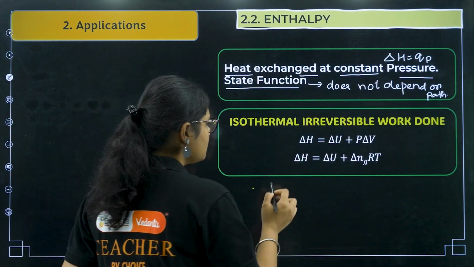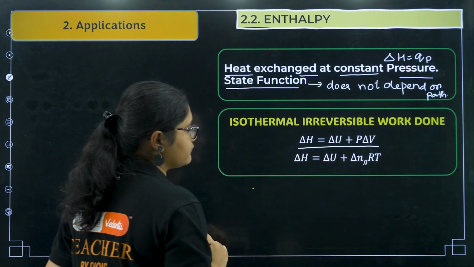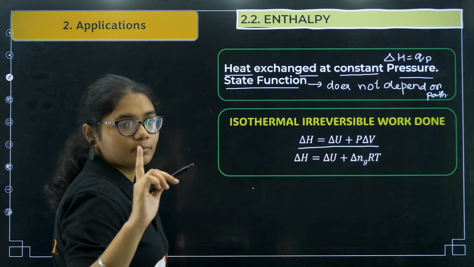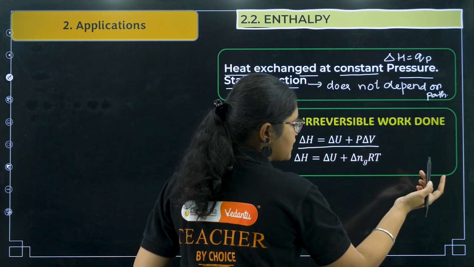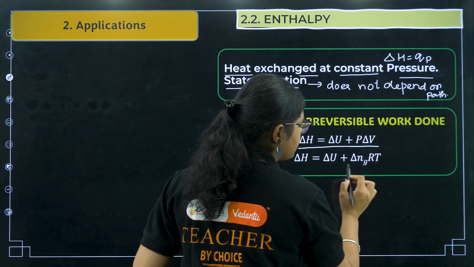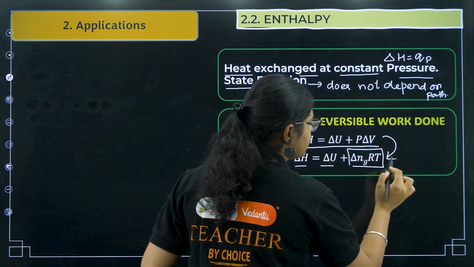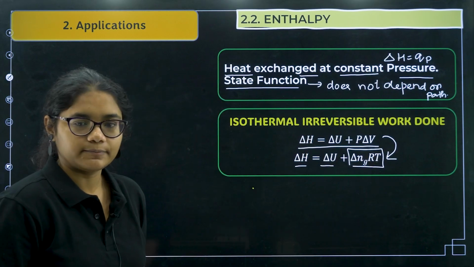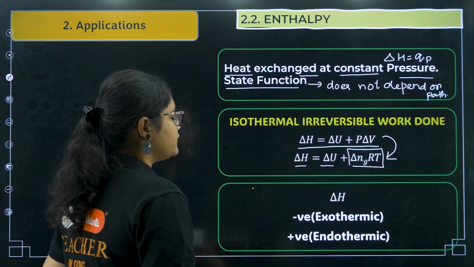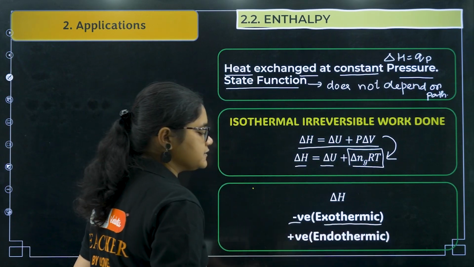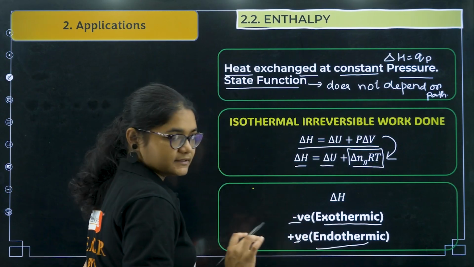Now what is the formula for this one? So for this one we have delta H is equal to delta U plus P delta V. Delta H is equal to delta U plus P delta V. Now PV, we know PV is equal to nRT from the ideal gas equation, so we can write down delta H is equal to delta U plus delta ng RT, okay. This is written from P delta V, delta ng RT. Now this delta H is negative for exothermic process, means where the heat is released, and it is positive for endothermic process, okay.